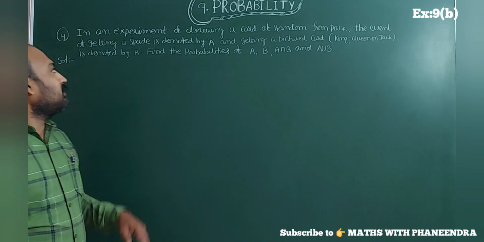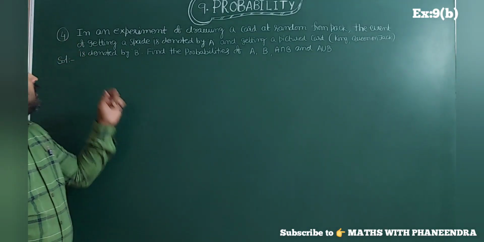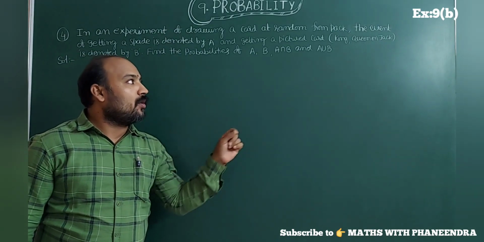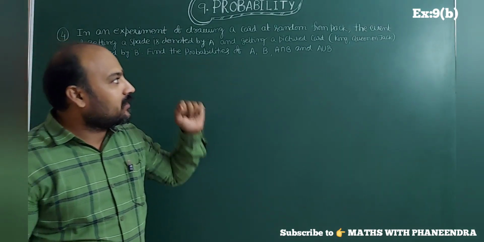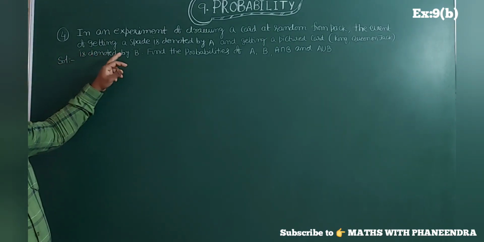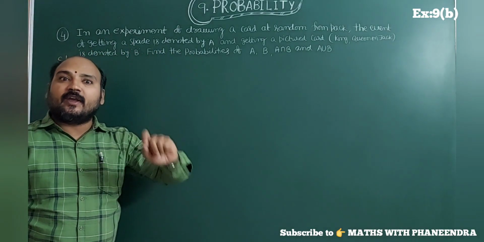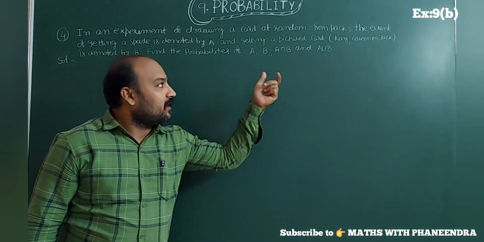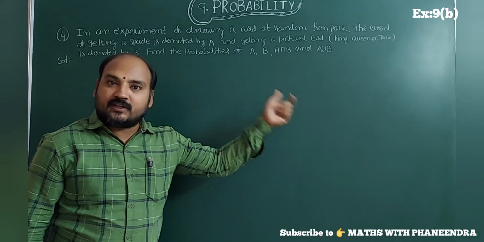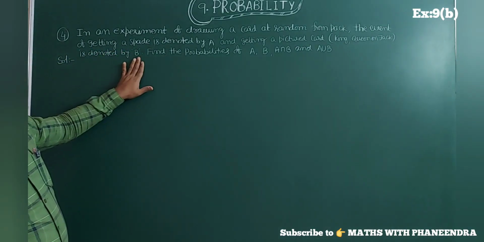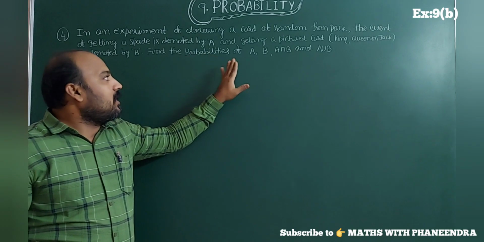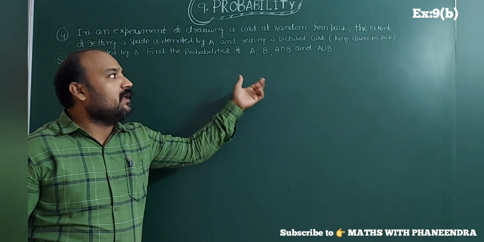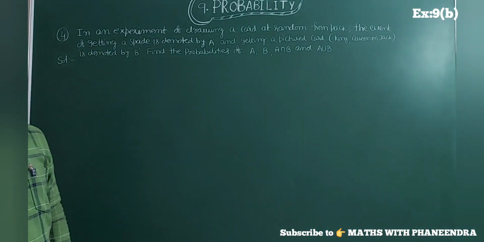The next question, dear students. Question number 4. In an experiment of drawing a card at random from a pack of cards, the event of getting a spade is denoted by A, and getting a picture card, that means either king or queen or jack, is denoted by B. Find the probabilities of A, B, A intersection B and A union B.